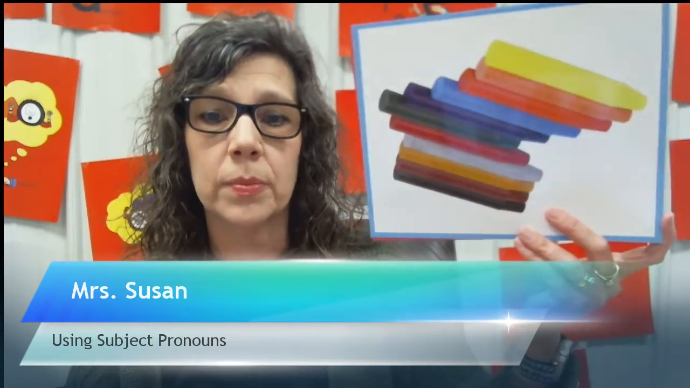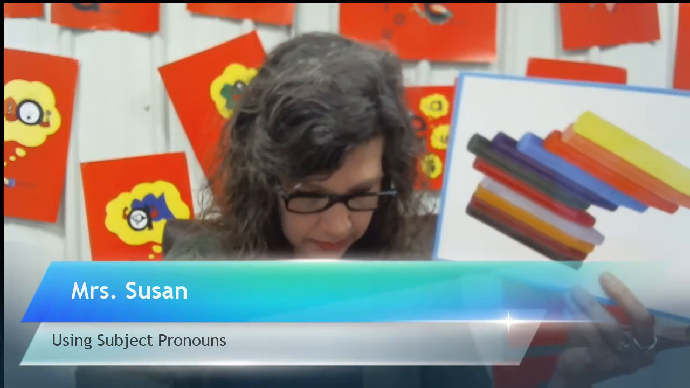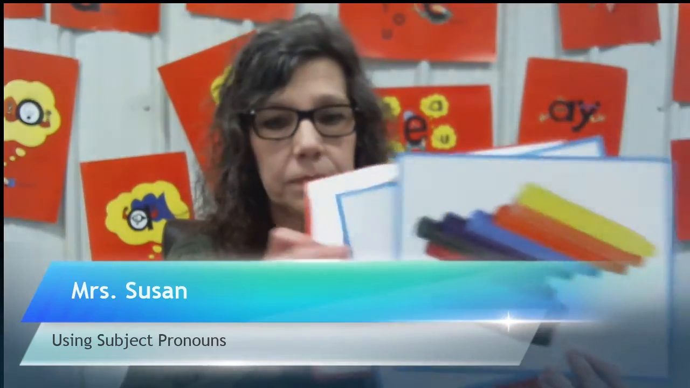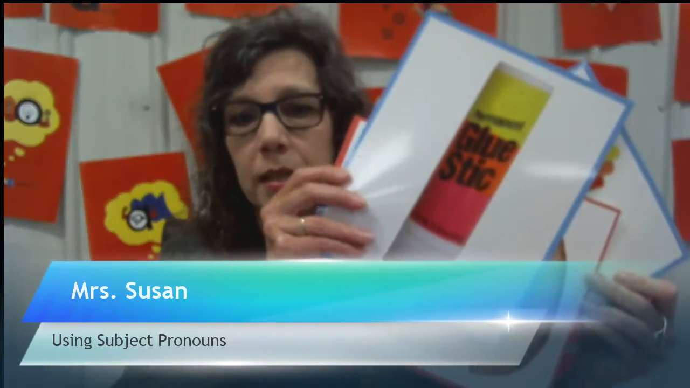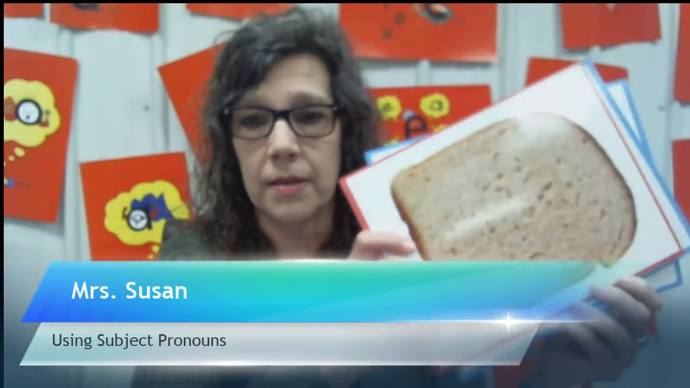Because when you use the pronoun it, it's only for one thing. It, when the glue stick, where's the glue stick? The glue stick and the bread are each considered an it because it's just one thing. Okay?